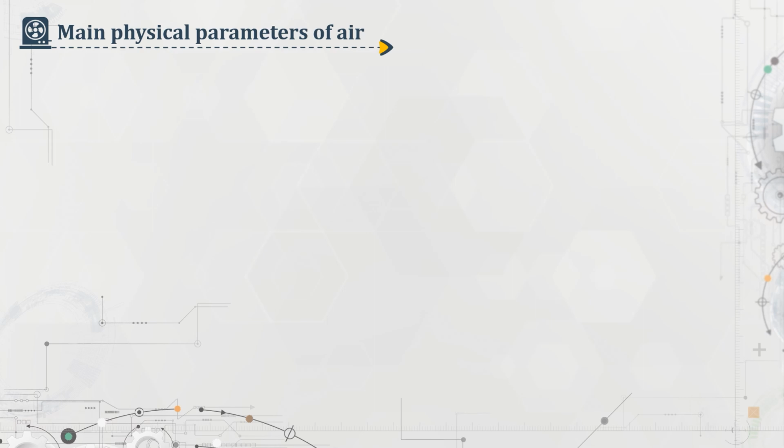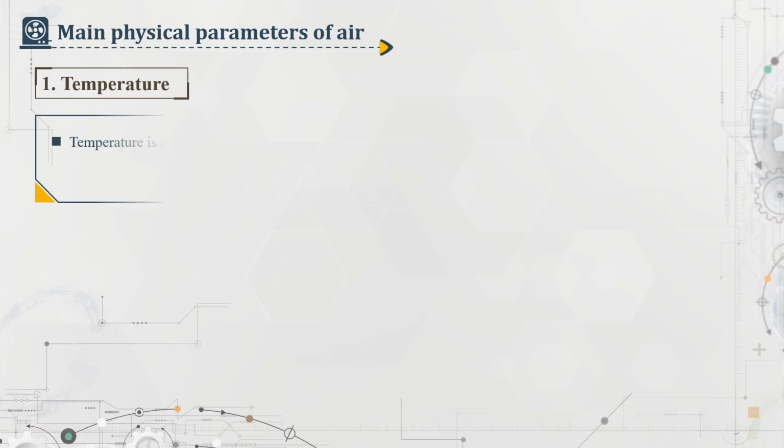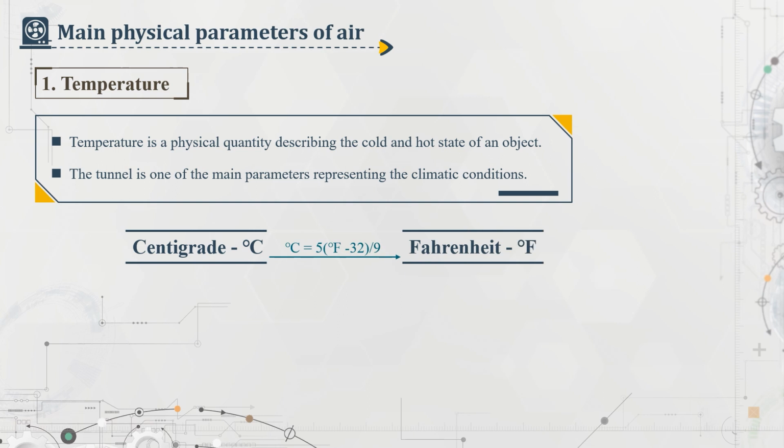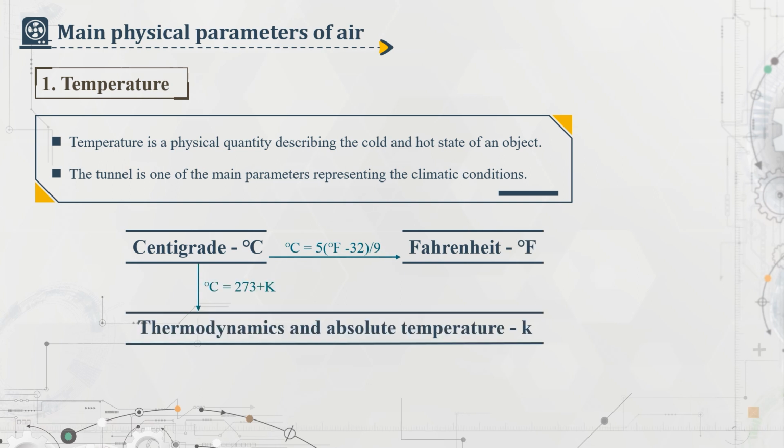Natural wind pressure. We must first understand the main physical parameters of air. Temperature is a physical quantity describing the cold and hot state of an object. In the tunnel, it is one of the main parameters representing the climate conditions. The expression methods include centigrade, Fahrenheit, thermodynamics, and absolute temperature.